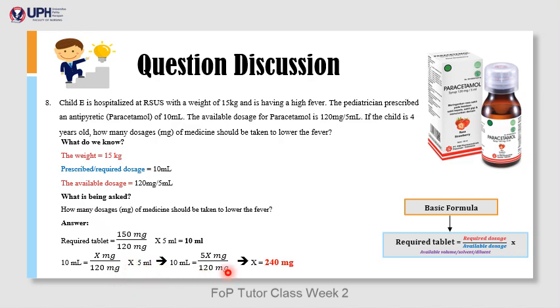So now we do the calculation. So we have 10 milliliters with 5x divided by 120. So we have the x as 240 milligrams.